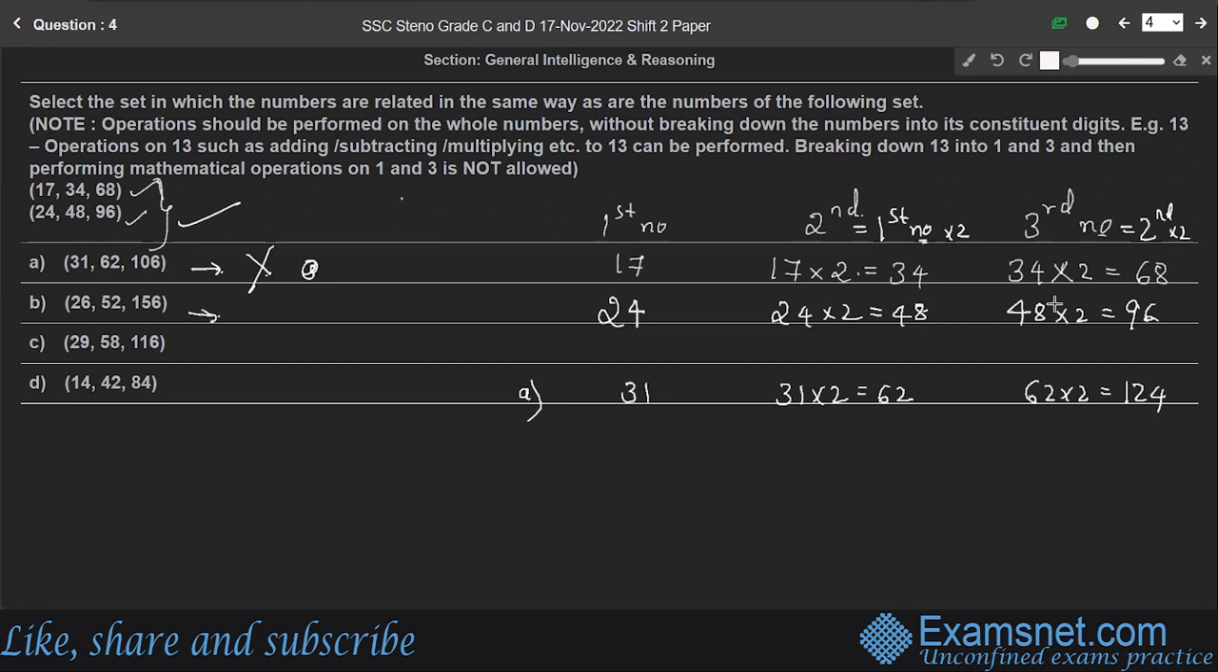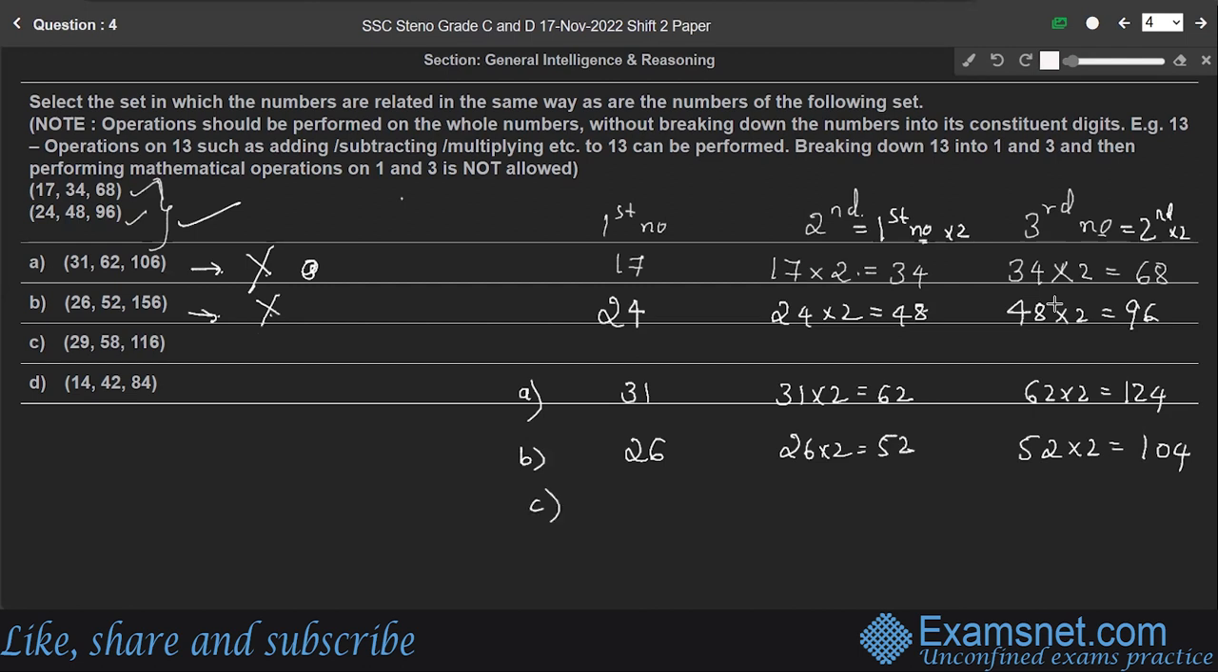So, here consider option B. According to which first number is 26, second number should be 26 into 2, which is 52, which is right. And the third number should be second number into 2, which is 104. Am I right? 104. 52 into 2 is 104. Therefore, option B is not the answer, right?